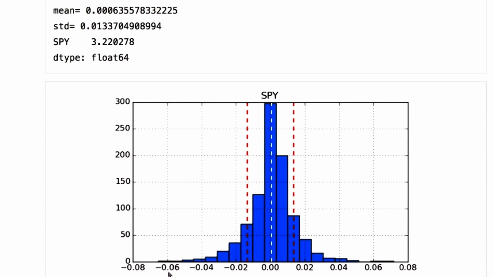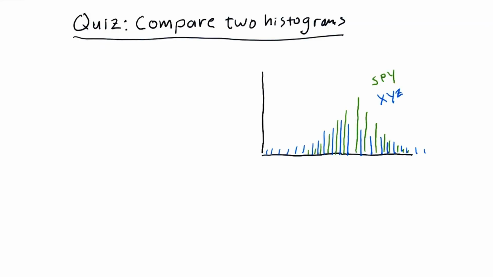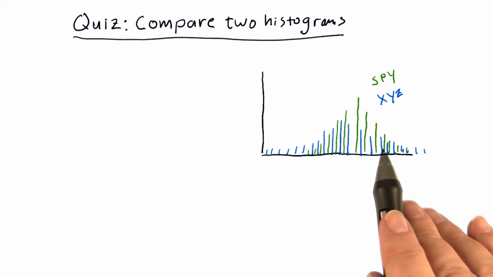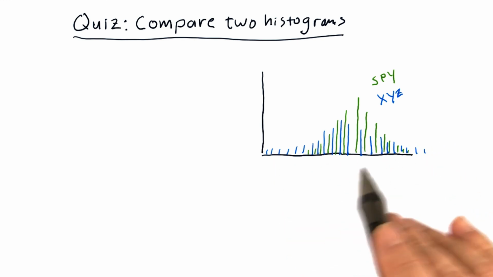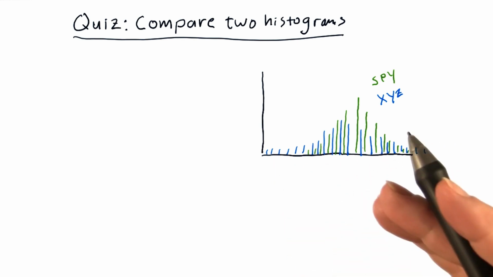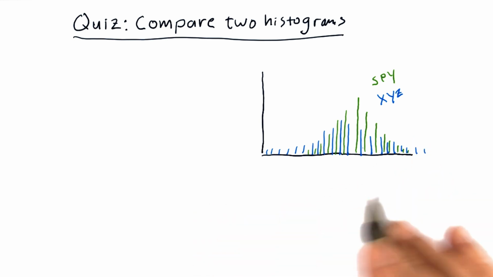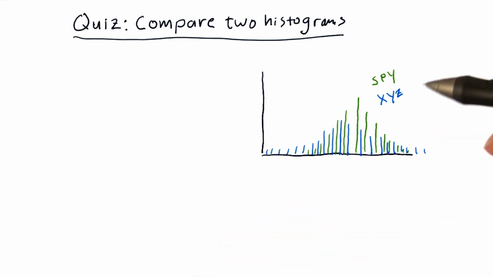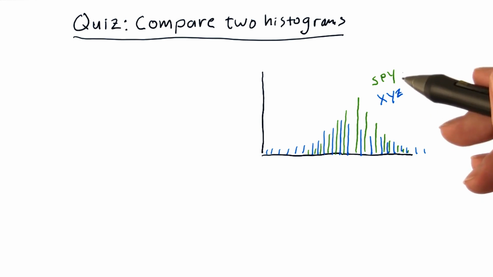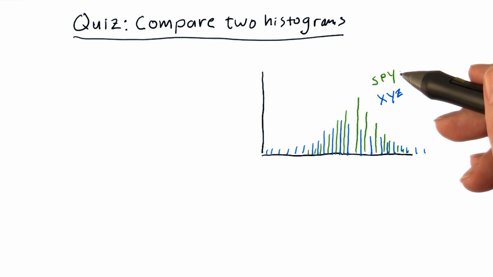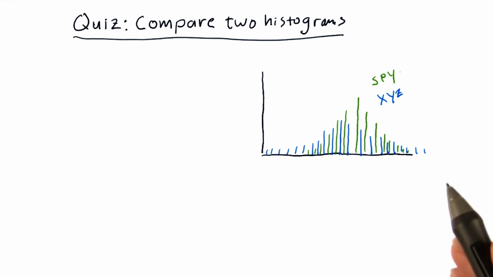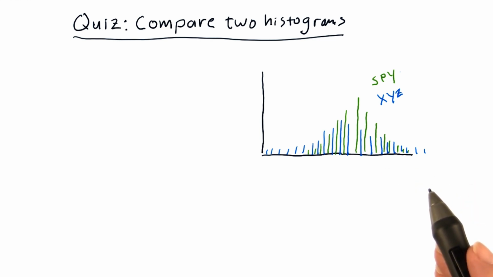Over to you, Professor. A common practice in finance is to plot histograms of daily returns of different stocks together and look at them together and assess how they relate to one another. So here we've got a plot of an XYZ stock and SPY or S&P 500. Now take a look and see what differences you can see between them.